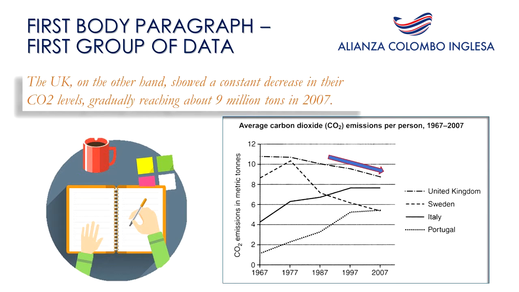Now, notice how we're using different expressions to be descriptive about the changes. We're talking about a constant decrease, not only a decrease, but a decrease that is constant, and how it reached 9 million tons. It wasn't abruptly, it wasn't dramatically, it was gradually. So these kinds of words, these adjectives, these adverbs are essential if we want to be clearer about the changes and about the trends that are happening in our graphs.